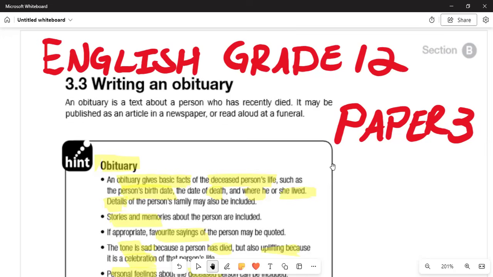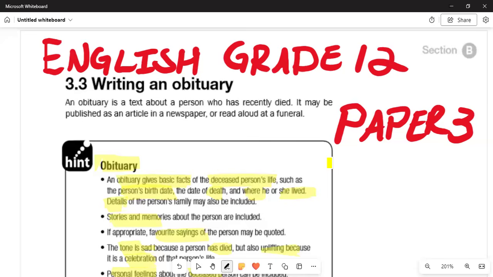One of the key concepts that you can get in Paper 3 is writing an obituary. So you have to write an obituary. An obituary is a text about a person who has recently died. It may be published as an article in the newspaper or read aloud at the funeral.